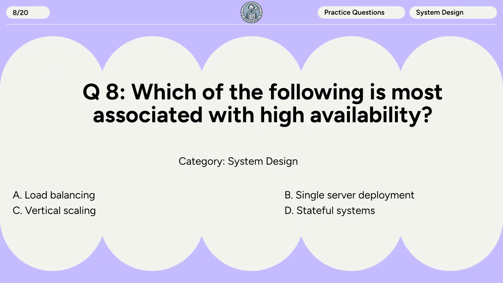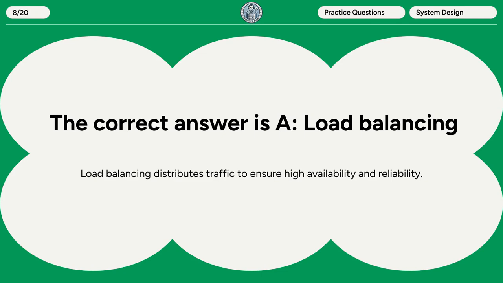Question 8. Which of the following is most associated with high availability? A. Load balancing. B. Single server deployment. C. Vertical scaling. D. Stateful systems. The correct answer is A. Load balancing. Load balancing distributes traffic to ensure high availability and reliability.